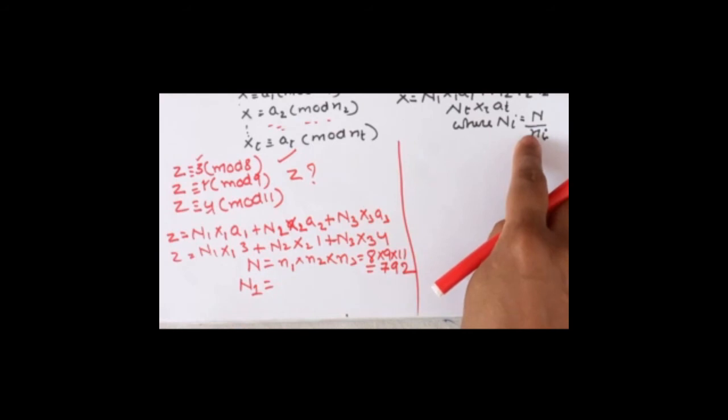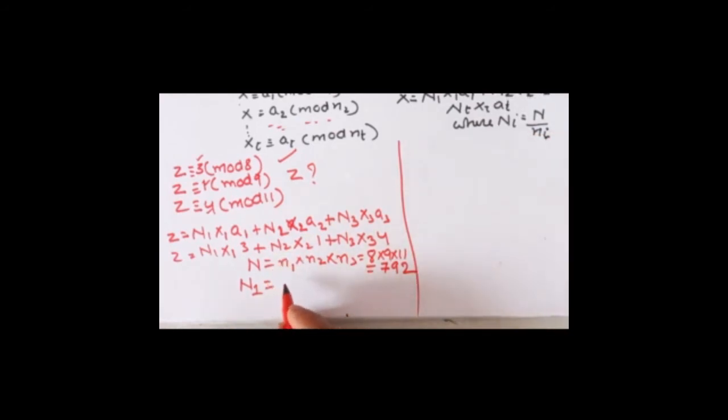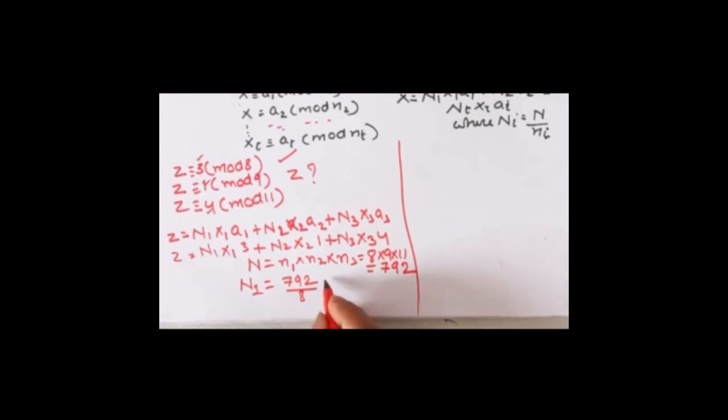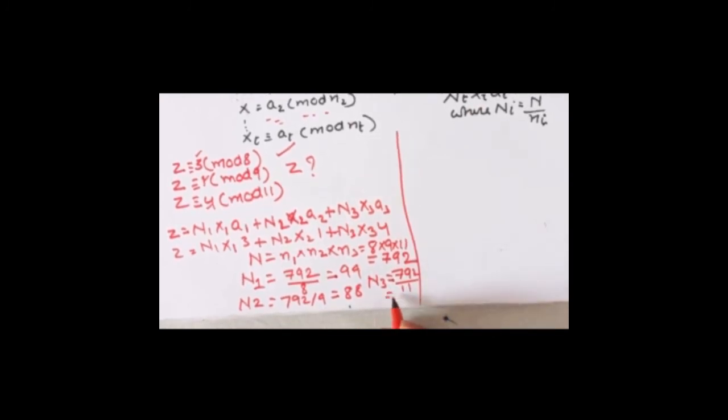From this formula you can derive what n1 is. The capital N is 792, and for the first, the small n1 is going to be 8. So your capital N1 is now going to be 99, right? Similarly, if you find N2, 792 divided by 9 gives you 88. And similarly, N3 is 792 divided by 11, which is 72. Okay, so 99, 88 and 72 are the values for capital N1, N2 and N3.